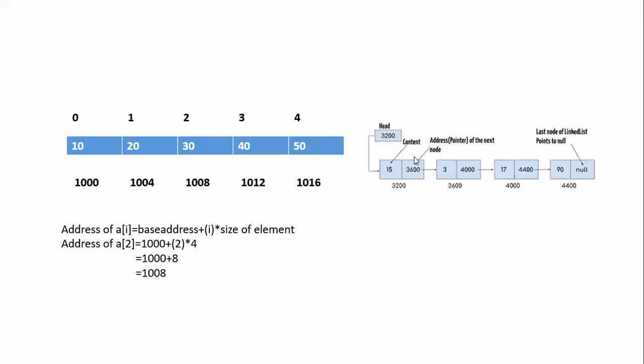Now, what is the link field of the first node? It will contain the memory address of the next node. In the next node, the value is 3, and it is stored at the address 3600. So I have to fetch this address and store it in the link field of the first node. In the link field of the next node, I will store the memory address of the next node, which is 4000. Similarly, I'll be storing one by one. When you take the final node, since it is not going to point to any other node, you will store the value null in the link field of the last node in case of a singly linked list.